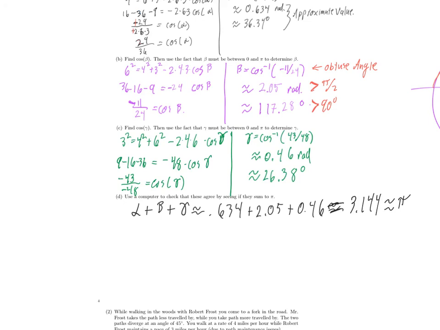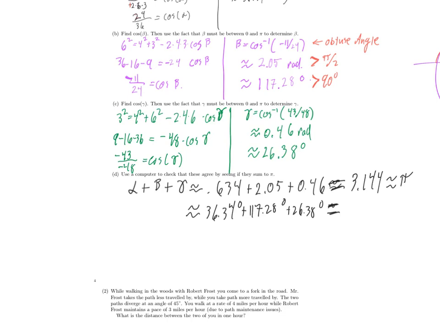Let's do it in degrees. It's approximately 36.34 degrees plus 117.28 degrees plus 26.38 degrees. That is equal to 180 degrees. Yeah, that checks out. Maybe I'll point something out, though. If that had been instead 180.01, that still would have been okay, because we rounded these, and the rounding may not have all been in the right direction for all of the rounding errors to cancel out. But yeah, I believe that these are right.